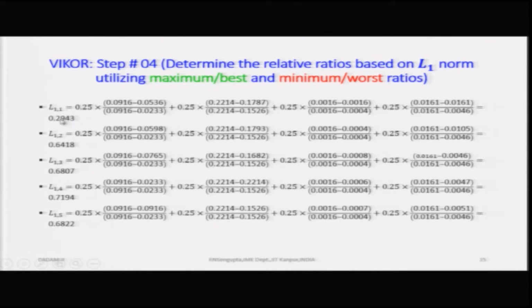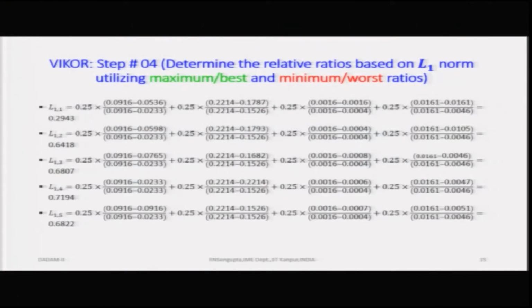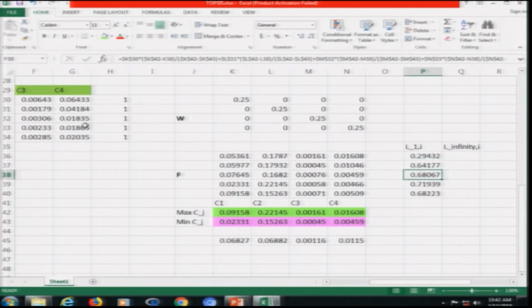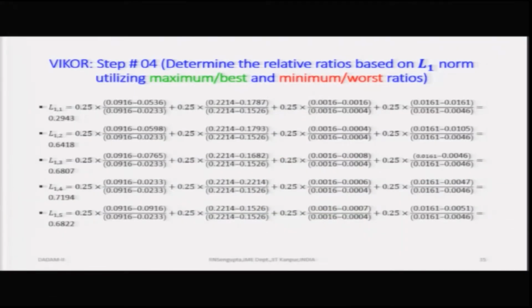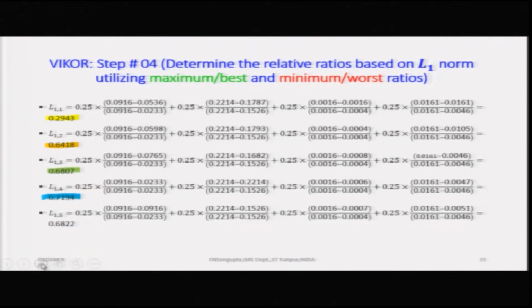So, the L11 value for the norm 1 alternative 1 is 0.2943. So, this is 0.2943. Second is 0.6417, which is 0.6418, which is fine, 0.681, 0.681. So, I am calling these values, remember, sorry, I should highlight it. This is the first, this is for the second, this is for the third, this is for the fourth, this is for the fifth. So, all these values are marked differently.